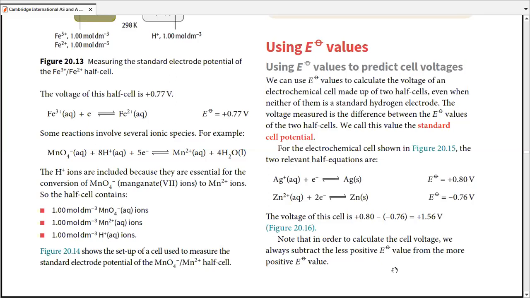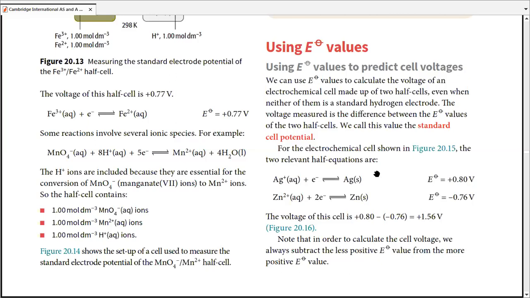In order to get that, there is a simple way to understand this. In calculating the cell voltage, we always subtract the less positive E0 value from the more positive E0 value. So the more positive in this case is 0.80. And from that value, we subtract the less positive value, that is minus 0.76. Hence, we get the voltage of the entire cell.